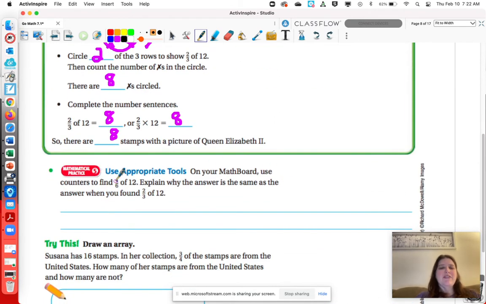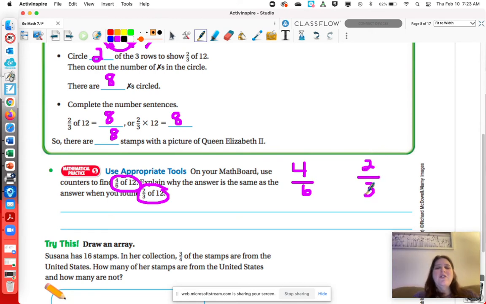On our math board, use the counters to find 4/6 of 12 and explain why the answer is the same when you find 2/3 of 12. Now I want us to take a look at this 4/6 fraction, and I want us to take a look at 2/3 of a fraction. One thing that I'm hoping you're starting to notice is that 4/6 can be simplified. And 4/6 is the same as 2/3 if I divide them by 2.